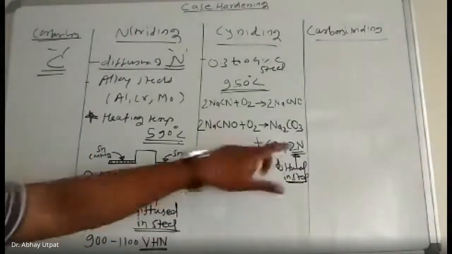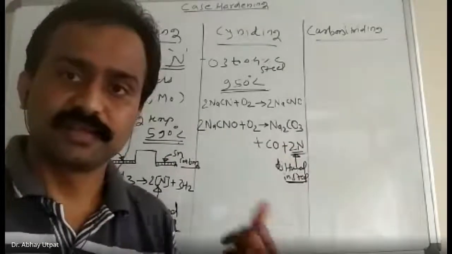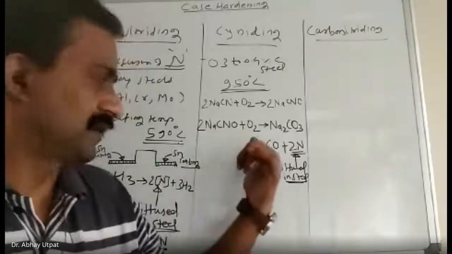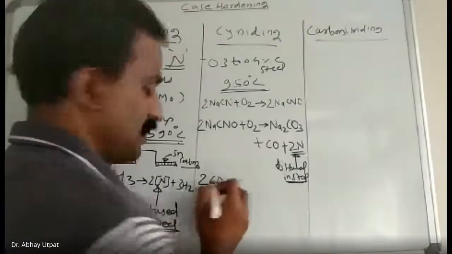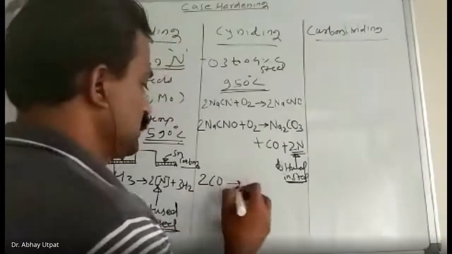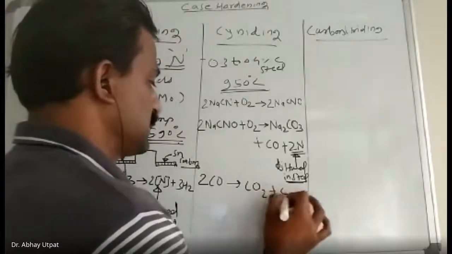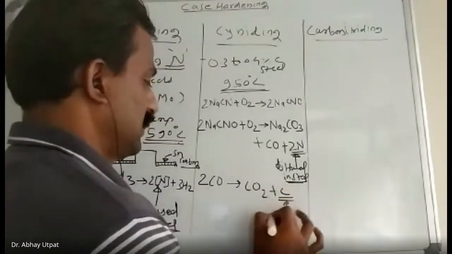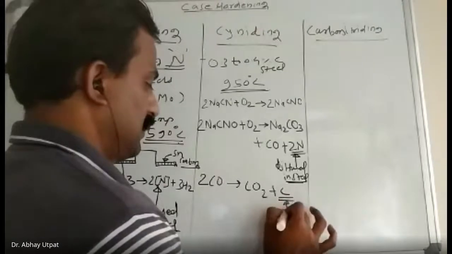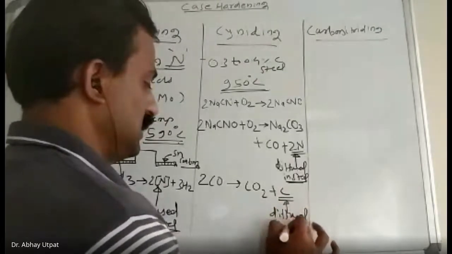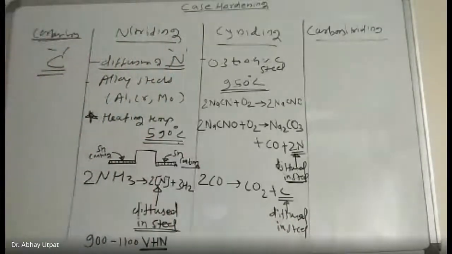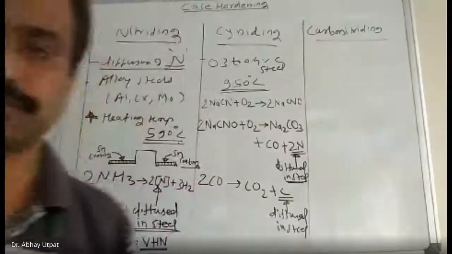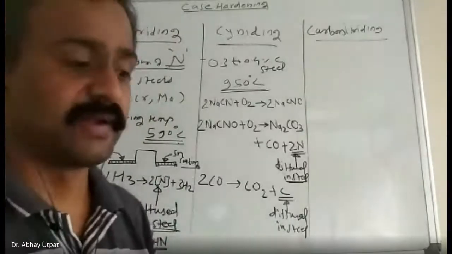Now, this is only diffusion of nitrogen. Where is carbon? Yes, one important element, carbon monoxide. 2CO gives CO2 plus C, diffused in steel. So both carbon and nitrogen get diffused into steel. So this is the cyaniding process.